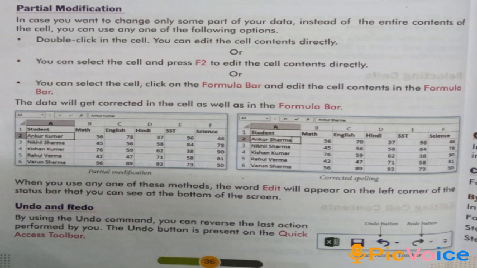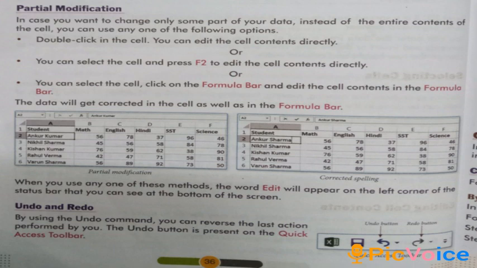When you use any one of these methods, the word Edit will appear on the left corner of the status bar that you can see at the bottom of the screen.